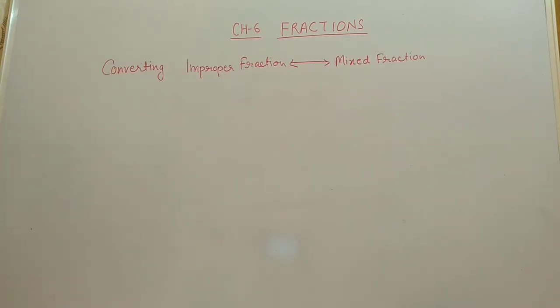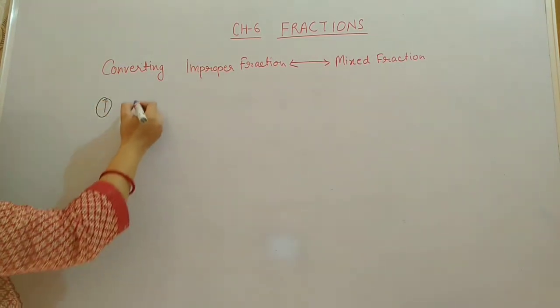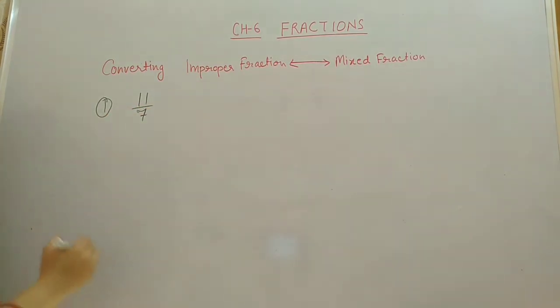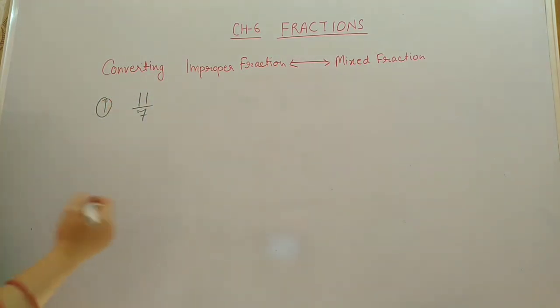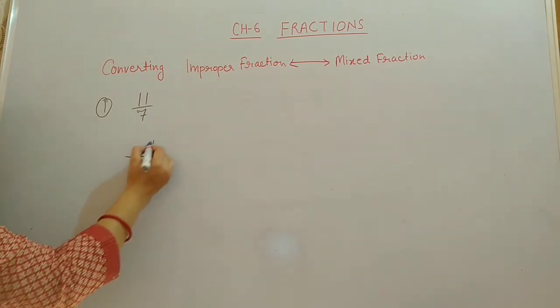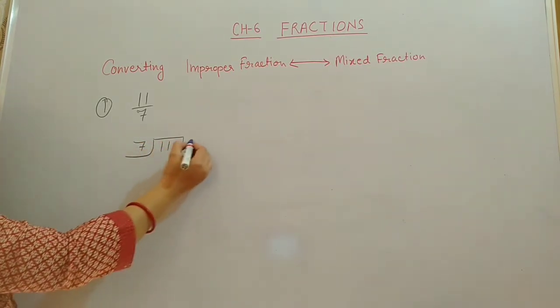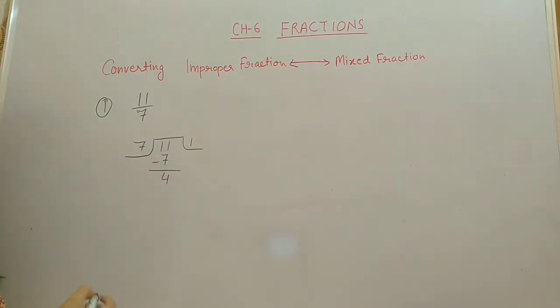Next we have converting an improper fraction to a mixed fraction or a mixed fraction to an improper fraction. So suppose first we have an improper fraction. It means numerator is greater than denominator. So this is an improper fraction, 11 by 7. How to convert this fraction into a mixed fraction? So you have to divide 11 by 7. It will go 1 time, 7 1 7. Then remainder is 4 here.